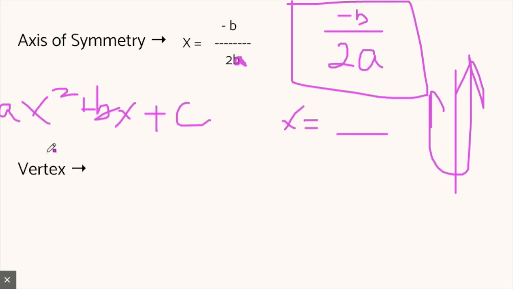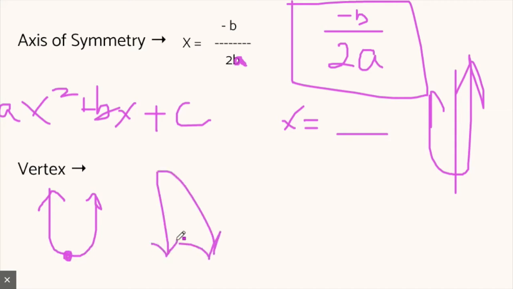Now we also have what's called a vertex. Vertex is going to be the point that is on this side. If it's a downward facing parabola, it's going to be right here. And that vertex is going to touch the axis of symmetry. So you can say the vertex is where the axis of symmetry intersects with the parabola.